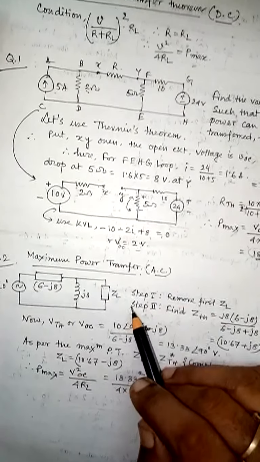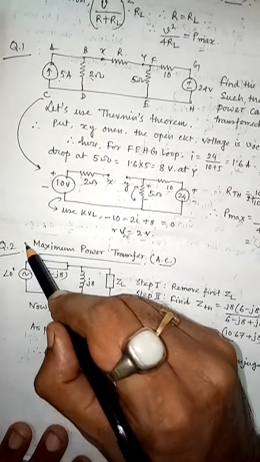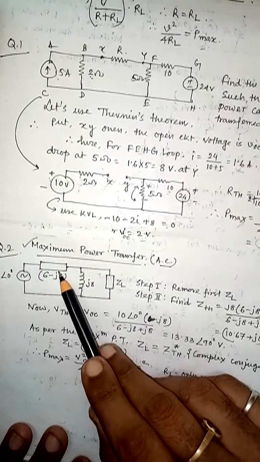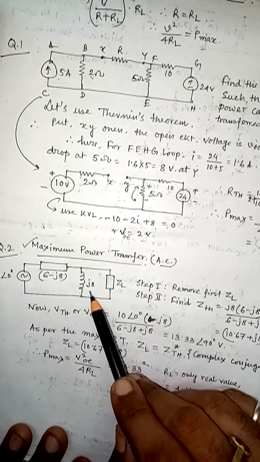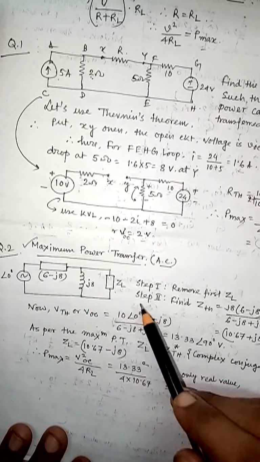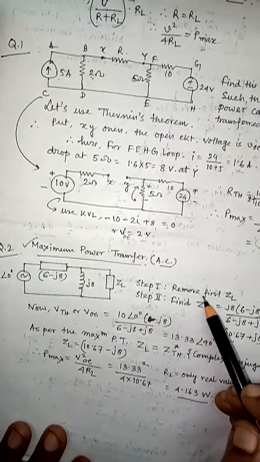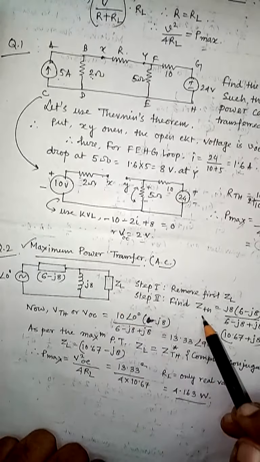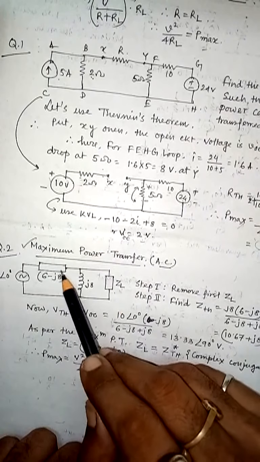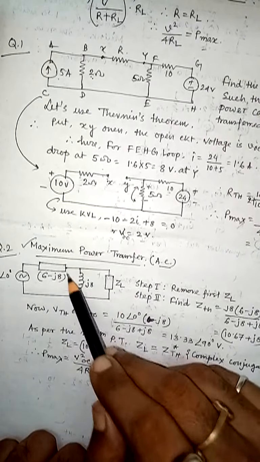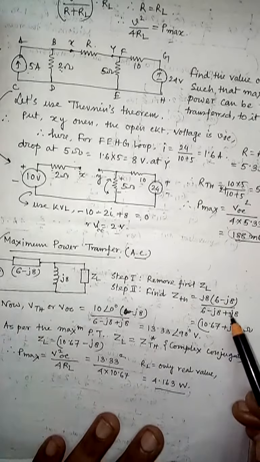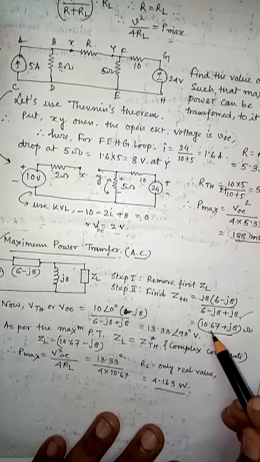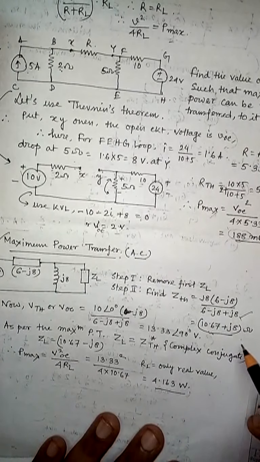Okay, so here one problem from the AC region, that maximum power transfer you have to find it out. Here one impedance 6 minus J8 is given, another is J8, and this is ZL. So you have to find out the maximum power through this. So first of all you have to remove ZL, so find Z Thevenin, that is equals to that parallel combination of these two resistance. You have to find it out as ZTH equals to this, and finally this particular value 10.67 plus J8 is coming.